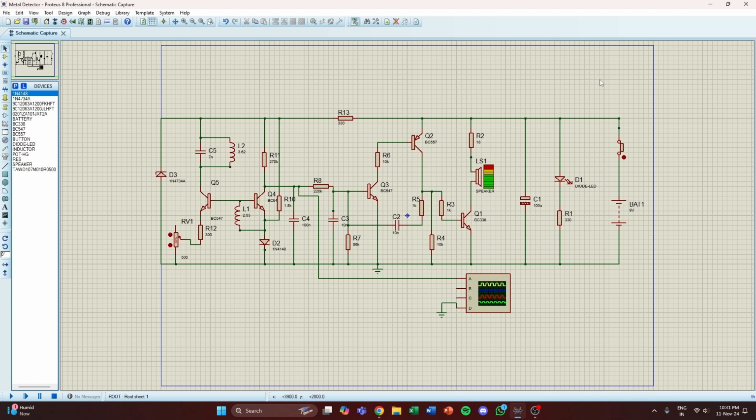The waveform produced by the tuned circuit will reduce. This will be reflected in the receiving coil, and the second transistor will also get turned off slightly. The voltage on the collector will rise, and this will be passed to the second building block.